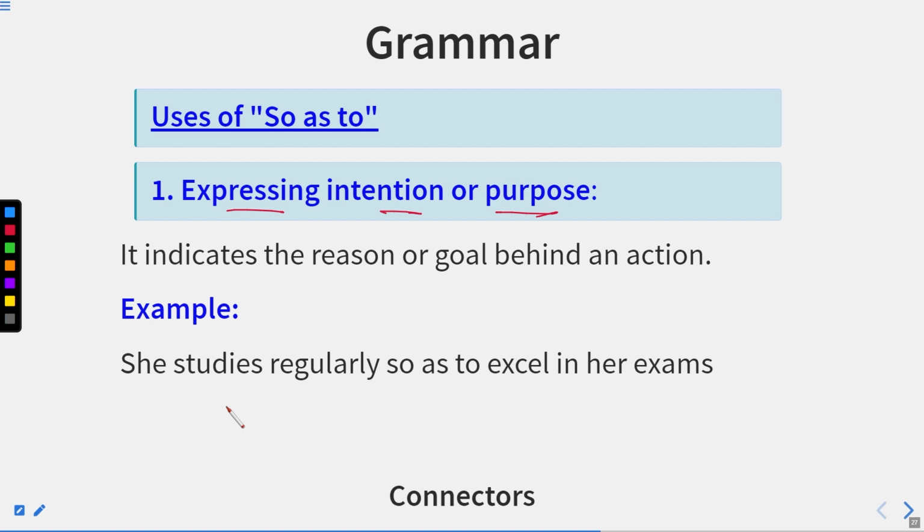For example, she studies regularly so as to excel in her exams. Now here you can see what action she performs: she studies regularly. So this is the action that she does every day. For what? Why does she study regularly? So as to excel in her exams.